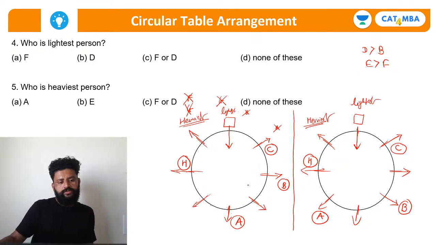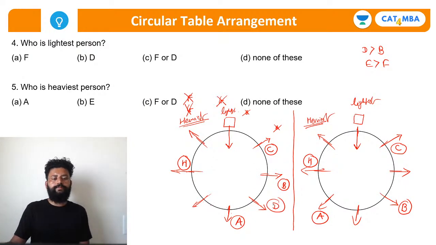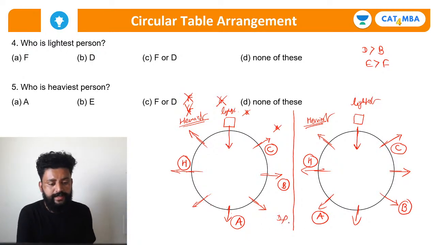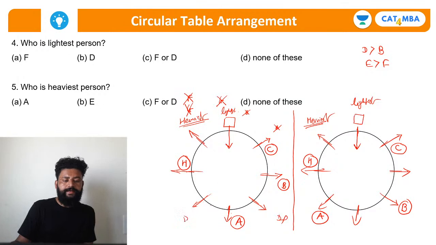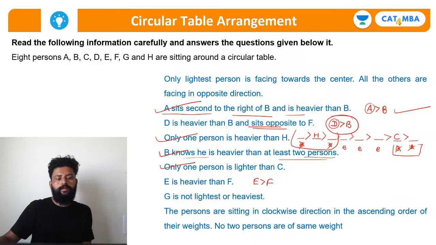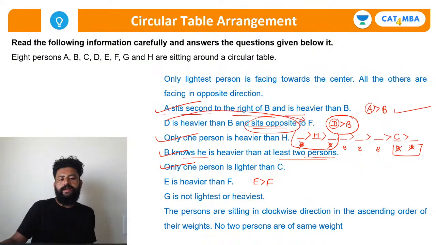Now we can easily try it. If D sits here, heavier than B, it's opposite to F, so F must be the heaviest. It's not possible to have D here now. Hopefully you understood what I said. If I take D here, F should be opposite to D. It's not possible. D is heavier than B and sits opposite to F, so D and F must be opposite.